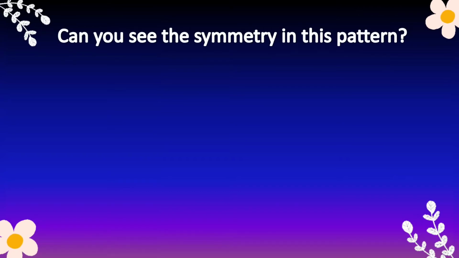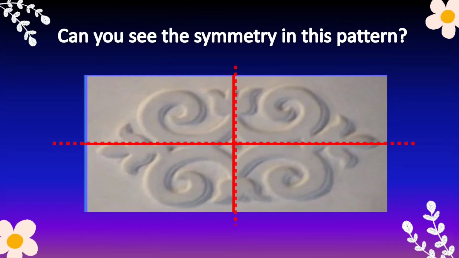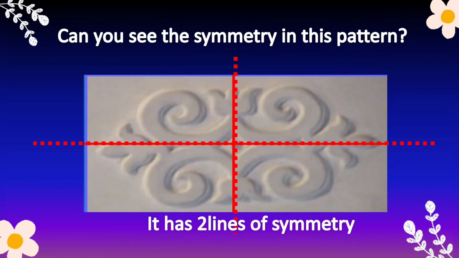Can you see the symmetry in this pattern? Yes, of course. You can see here. How many lines of symmetry are here? Here you can see two lines of symmetry. It has two lines of symmetry.